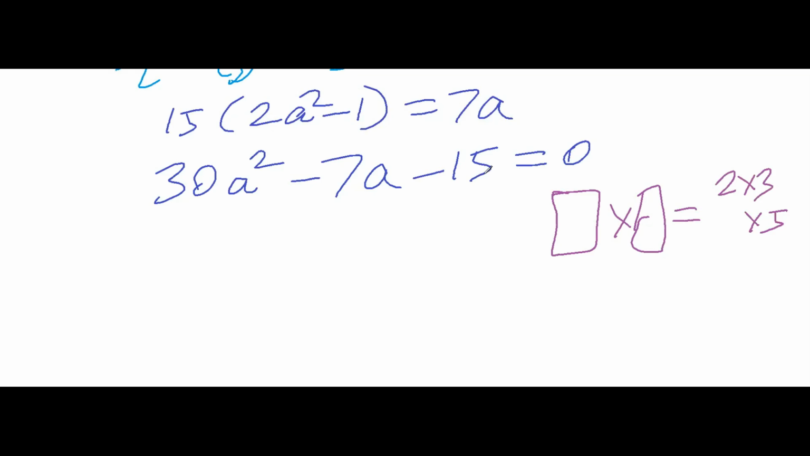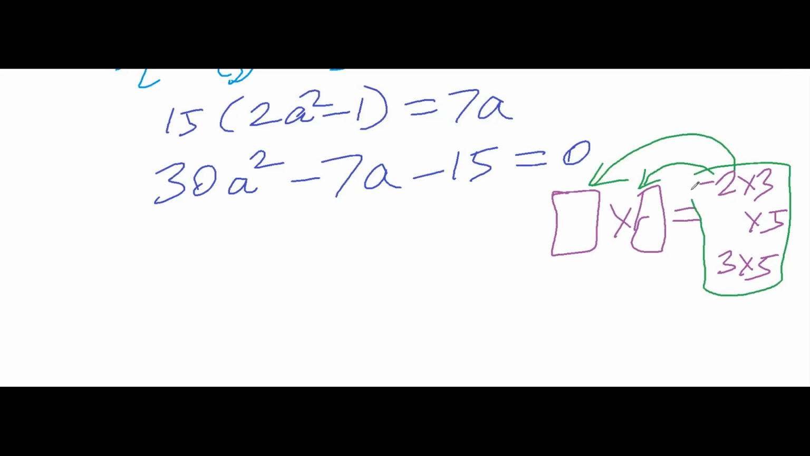And what is the factor of 15? The factor of 15 is 3 into 5. So I have to choose two numbers from these numbers. One should come here, another should come here. When multiplied, I should get this number, and when added, I should get minus 7. So what could that number be?